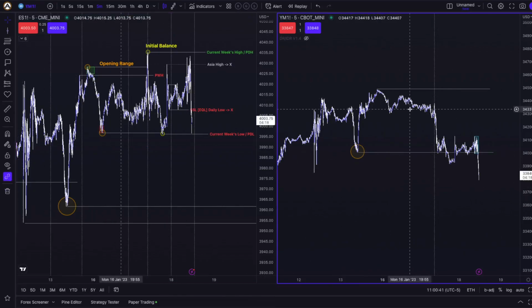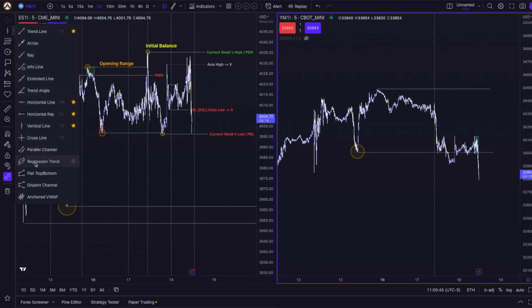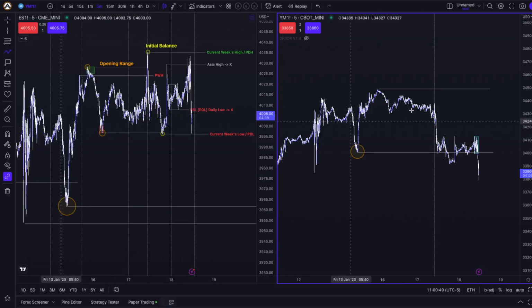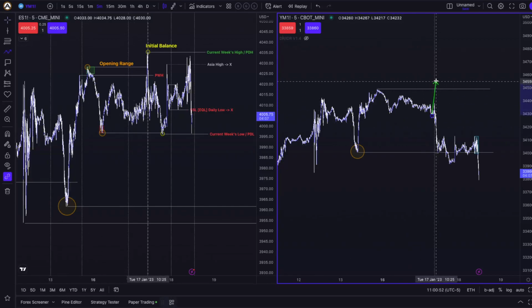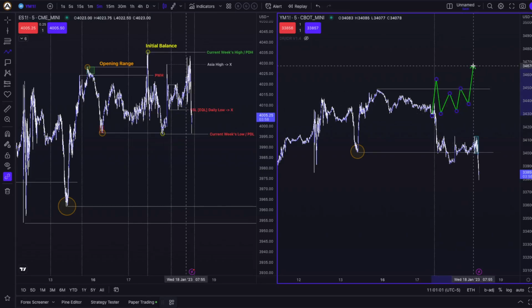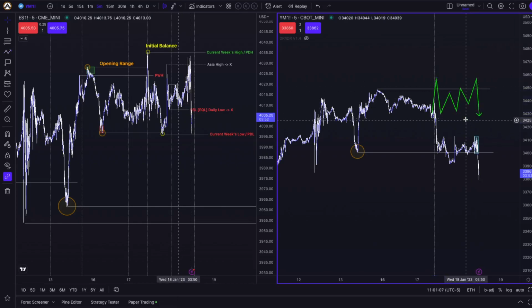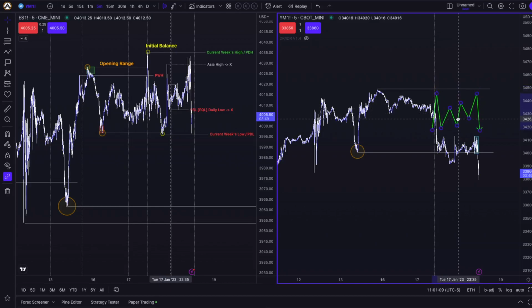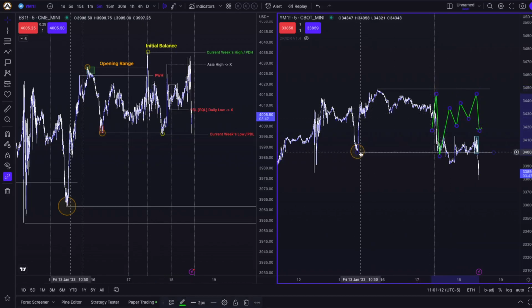Right here, instead of making this little move to the upside, let me use the, where do we have it? Drawing tool. Yeah, path. Instead of doing this and moving further to the downside to our initial balance low, continuing somewhere around here. Nasdaq broke that high again, I think. Dropping back down. We shifted this whole market structure all the way down till here, back to this low.